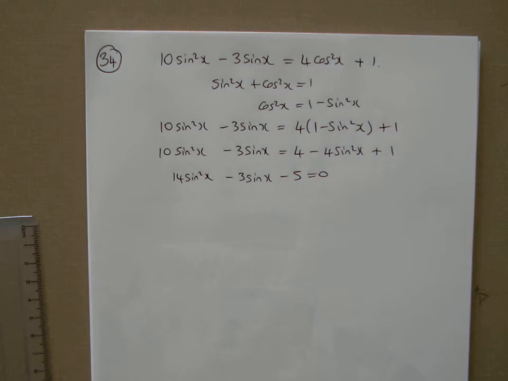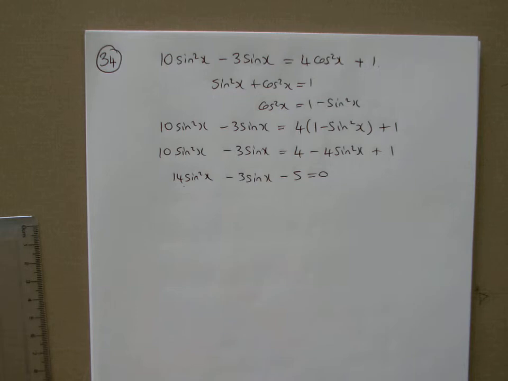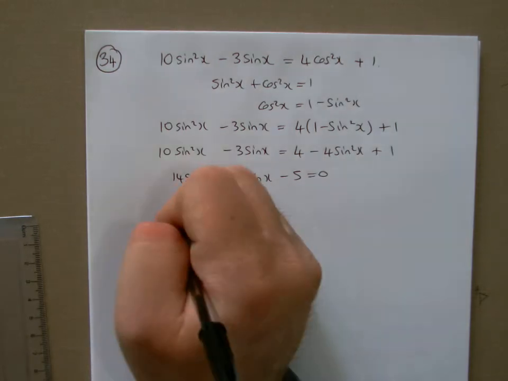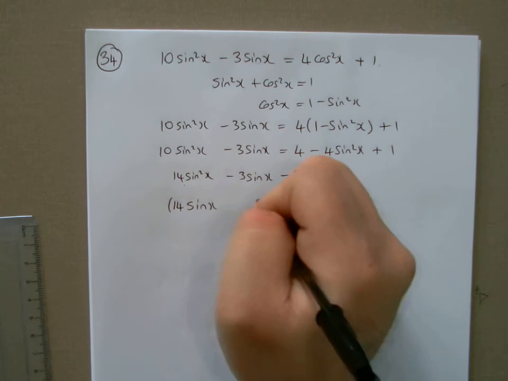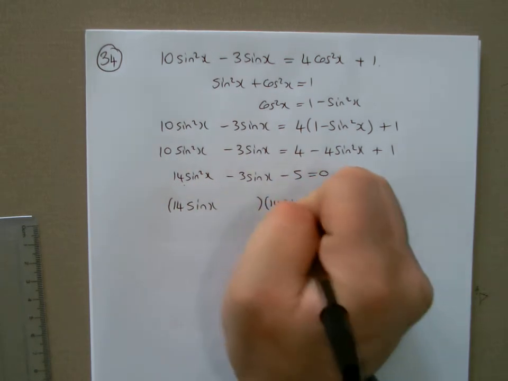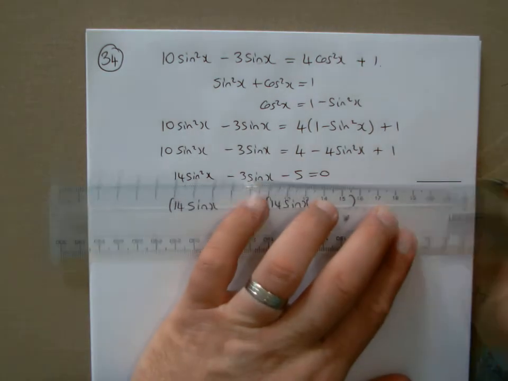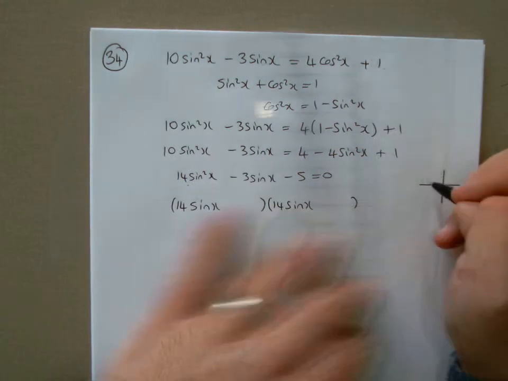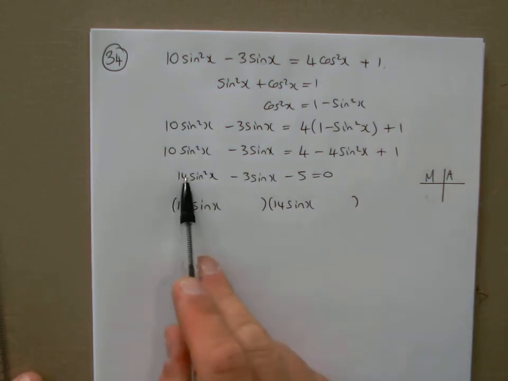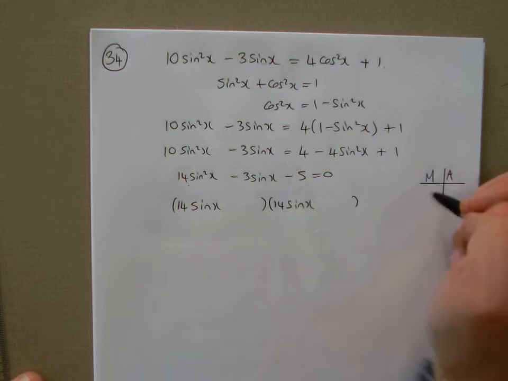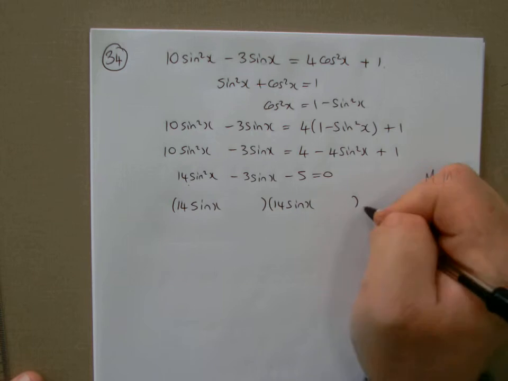So with a quadratic, we often look to solve by doing two brackets. We can't simplify it down first, there's no common factor here, so we go straight for the method we usually use. So the method we often use is two brackets, put 14 sin x in both. Now, of course, we want them to multiply. Remember we're going to multiply that first number by the end number. So we want them to multiply to give minus 70, add up to give minus 3.